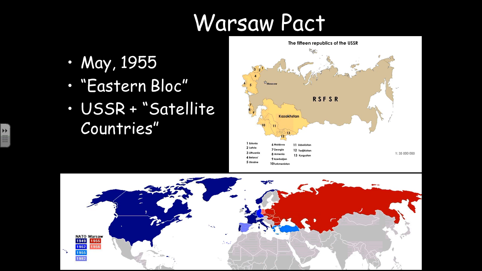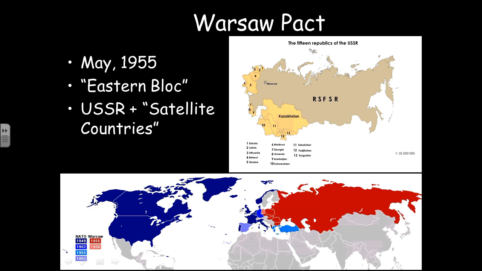And it's basically the Soviet Union and then what we call its satellite countries. This is a term that we use to indicate all of the countries that are controlled by or that sort of orbit around the Soviet Union. So like Kazakhstan, Estonia, Latvia, Lithuania, Georgia, Uzbekistan, etc.